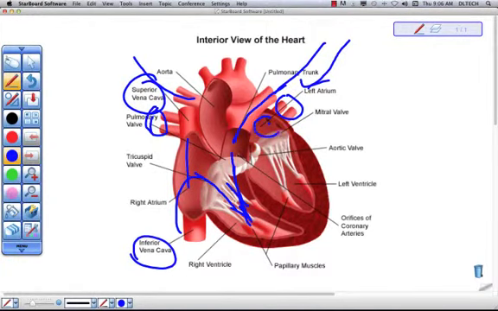And once it gets into the left atrium, while the atrium is relaxed, it fills. Then it's going to come through the bicuspid valve, which is also known as the mitral valve. Once it has passed through the mitral valve, it enters the left ventricle. And at that point, once the left ventricle is relaxed and filled, it will contract and squeeze the blood up and force it into the aorta. And it'll be going through the aortic semilunar valve at that point.